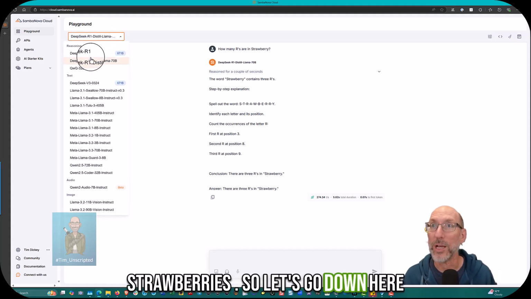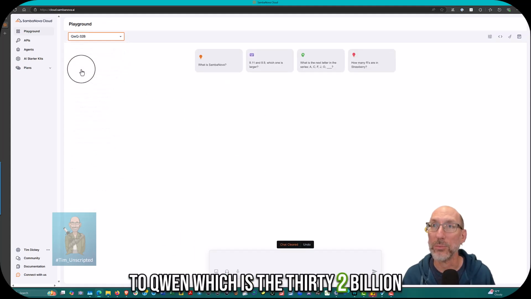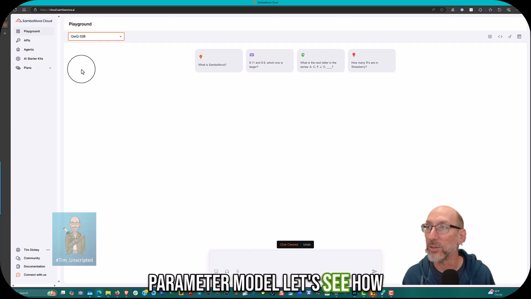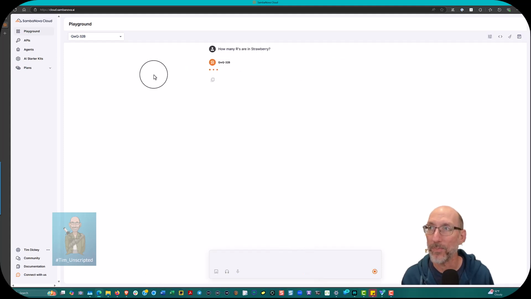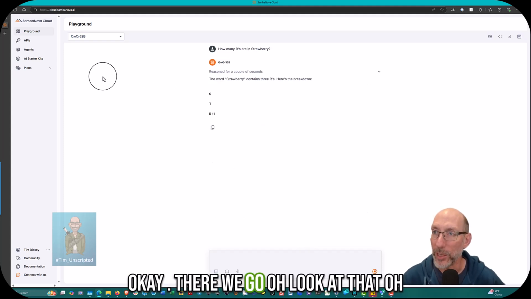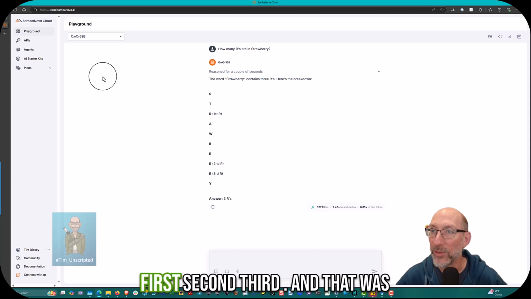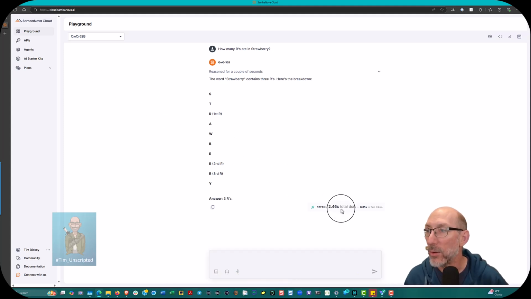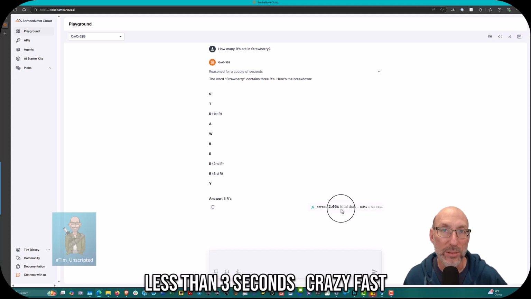So let's go down here to Qwen, which is the 32 billion parameter model. Let's see how smart Qwen is. Okay, there we go. Ooh, look at that. First, second, third. And that was, wow, less than 3 seconds.